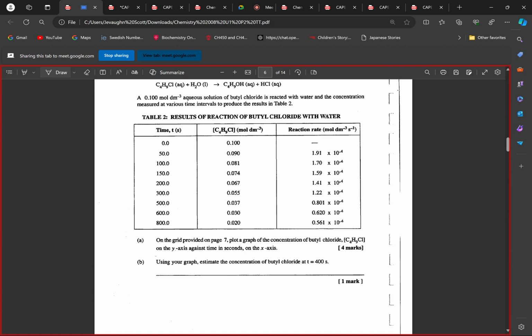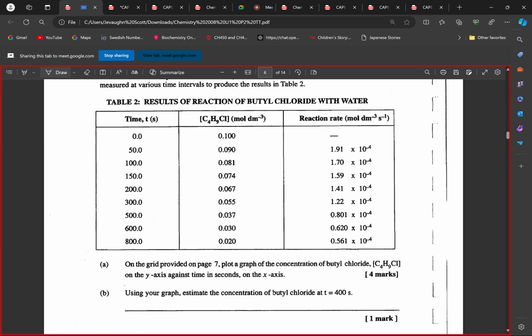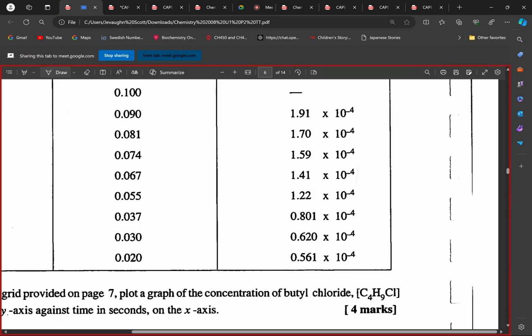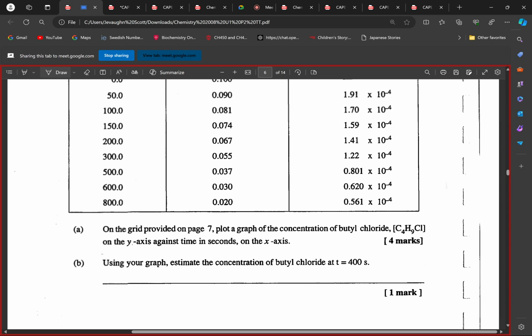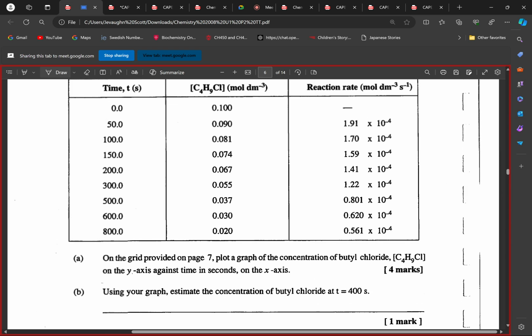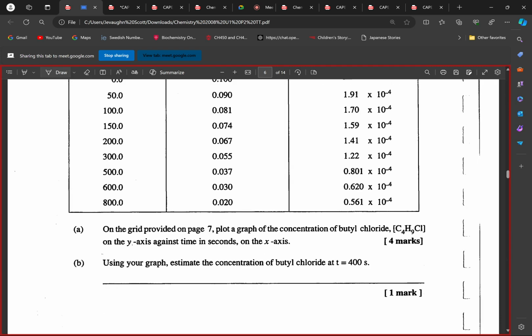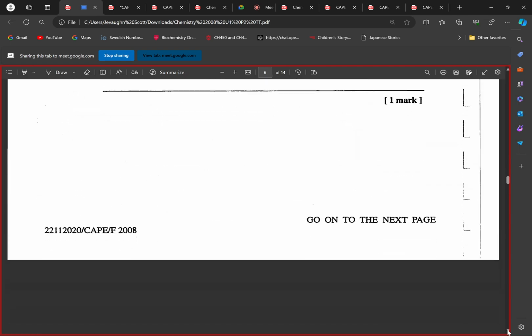That's completely fine, right? Using the graph, estimate the concentration of butyl chloride at t equals 400 seconds. How do you guys do that? How would we be able to do that? So you would extrapolate it from the graph? Extrapolate from the graph, lovely.